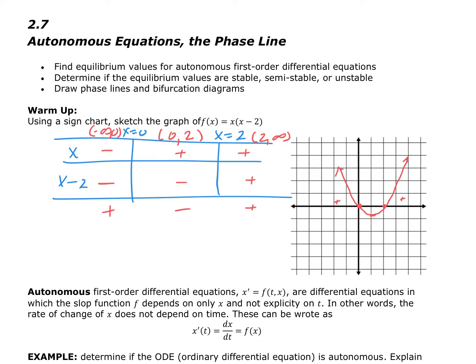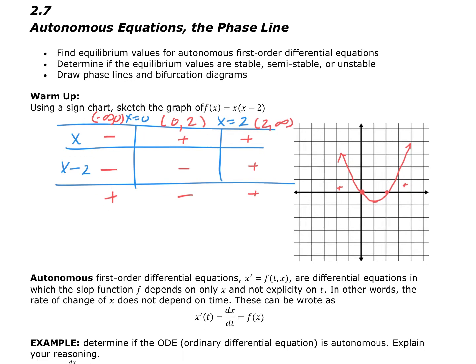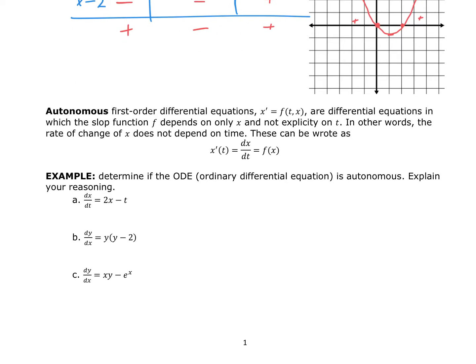Now, this is just a quick sketch. If I wanted to know exactly what the graph would look like, I would find some more points or maybe use calculus to figure out where my vertex is and all of that. But that's not what we're doing. We're just using a sign chart to give us an idea of what the sketch of the graph would look like. There's going to be a reason why I do this.